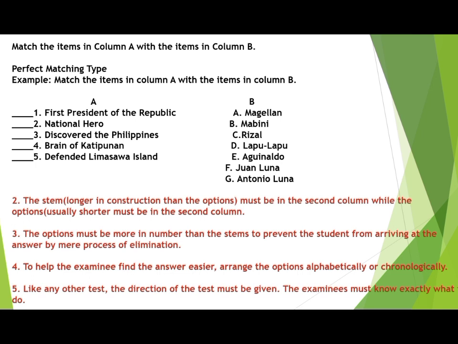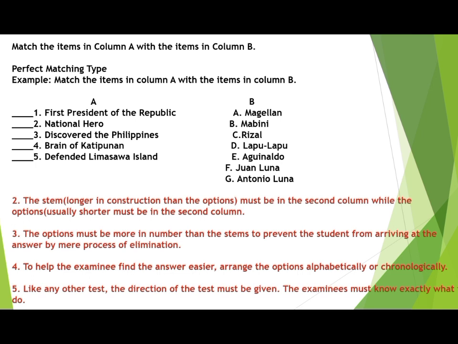And then the good construction, number 2: the stem. Longer in construction than the option. So, ang stem, longer in construction than the option, must be in the first column, while option, usually shorter, must be in the second column. So, kung ang stem is longer construction than the option, dapat ara siya sa first column. Kung ang option naman is shorter, kung ang option naman is mas gamay sa stem, or sa question niya ginatawag, dapat ara sa second column.